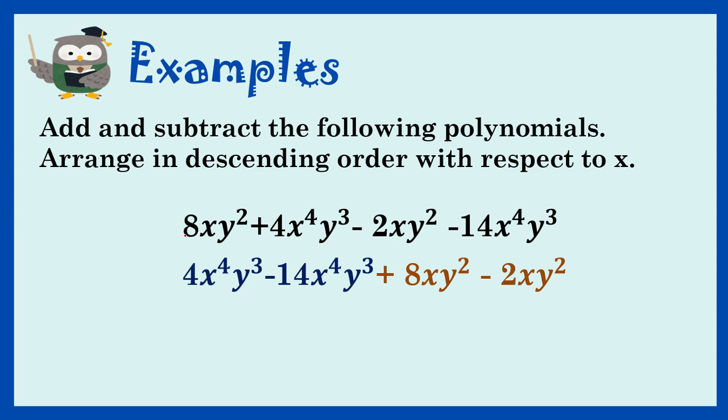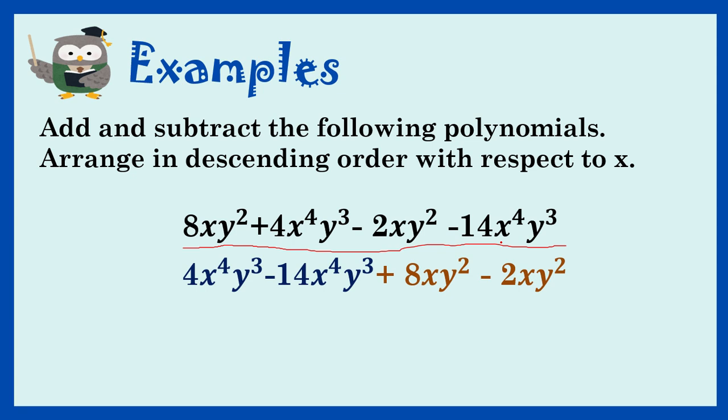So, your problem is 8xy squared plus 4x raised to 4 y cube. Ito yung sasolve natin. Ito yung i-add and subtract natin. And then i-arrange din natin. Itong naka-block. Minus 2xy squared minus 14x raised to 4 y cube. Okay? Anong unang gagawin mo?